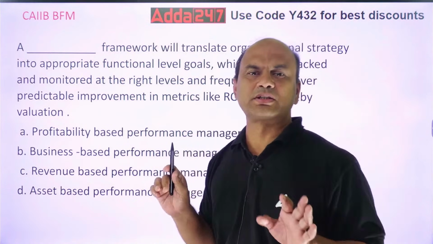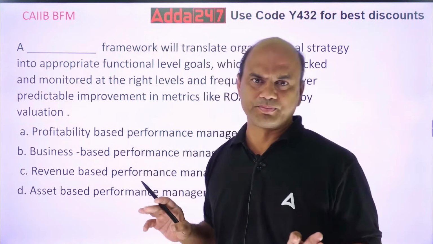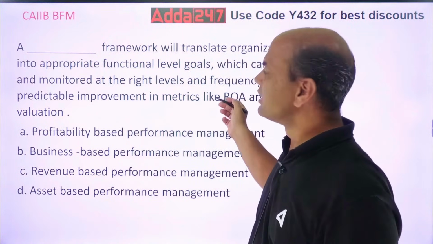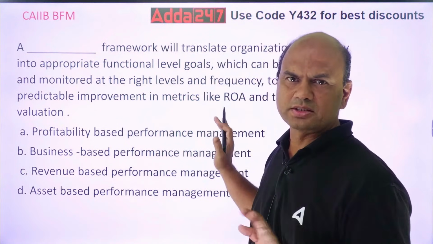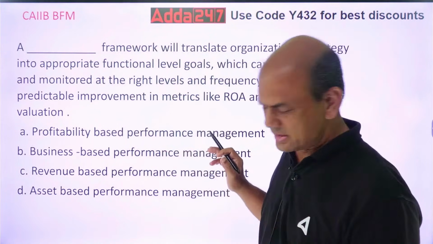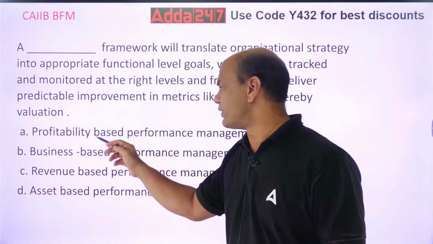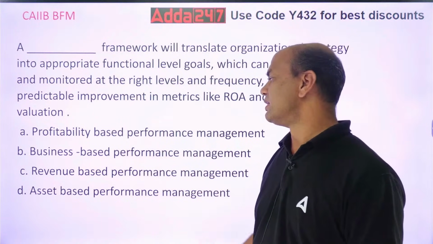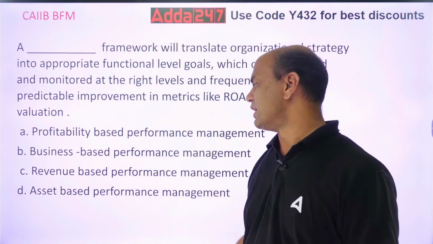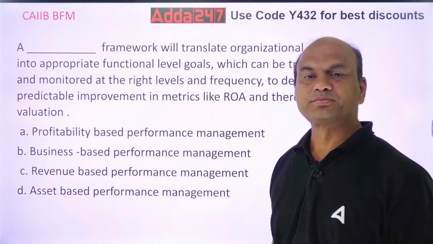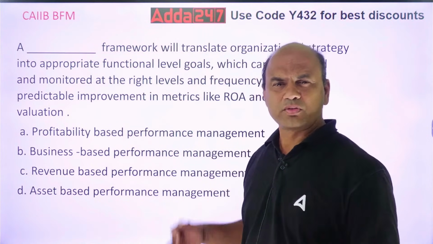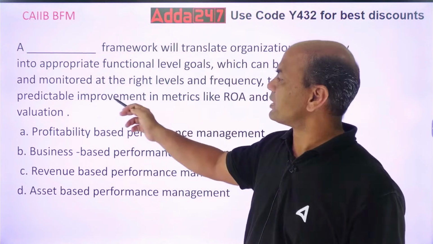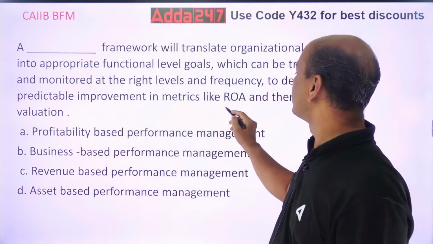In the exam, you have to first remove the scrap from the problem. Remove what is not required. Simple logic: which framework will help you to achieve this ROA? That's what the question is. The options are profitability based performance management, business based performance management, revenue based performance management, and asset-based performance management. All of you will think everything is correct. What's wrong in it?